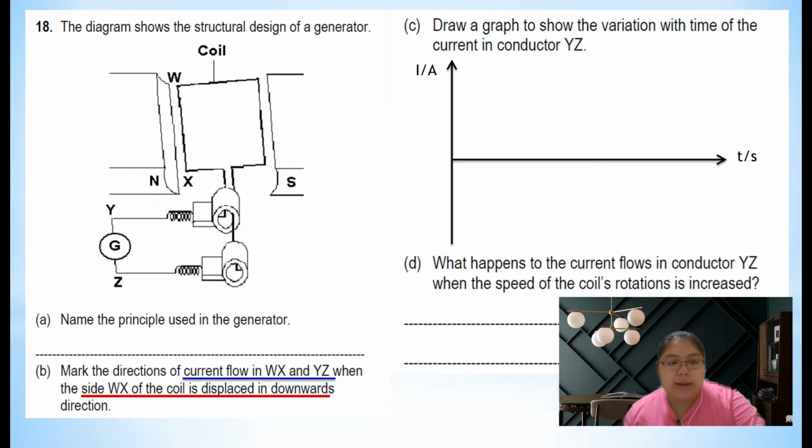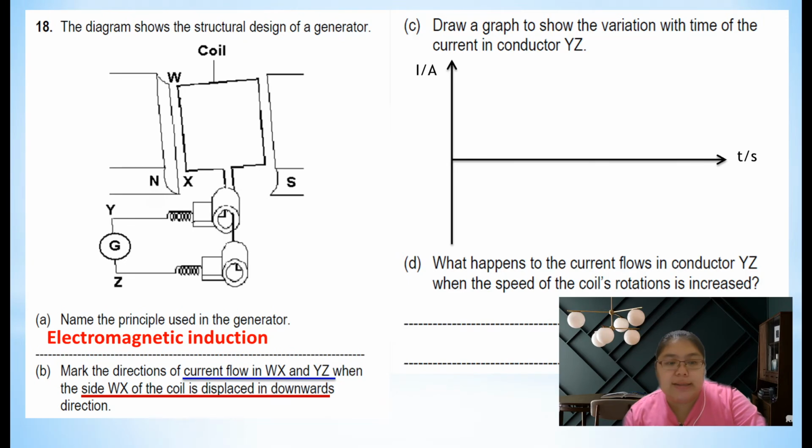Okay, now name the principle we used in this generator. So the principle we use is electromagnetic induction. Okay, let's see part B. They call you to mark the direction of the current. They flow in WX and also YZ. Okay, YZ is the outside, WX is the inside. They want you to label how the current flows internally and externally.